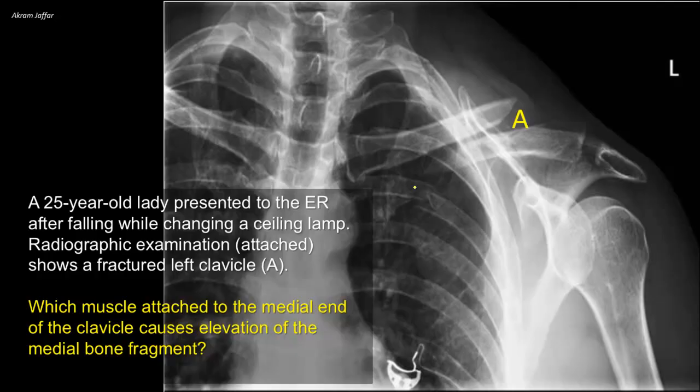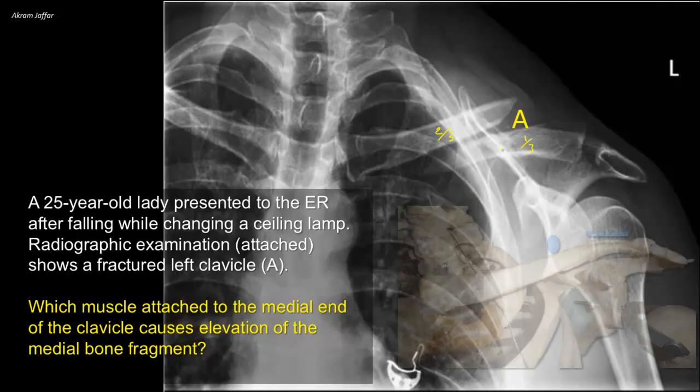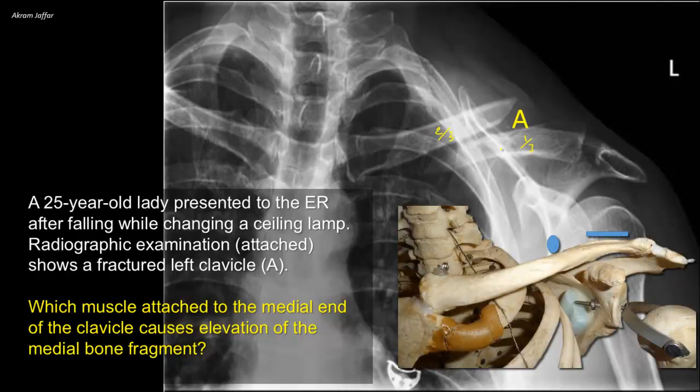So the radiograph shows a fracture of the clavicle at the weakest point, which is located between the medial two-thirds and the lateral third of the clavicle. This is the point where the bone changes from a rounded thick section into a flattened thin section laterally.